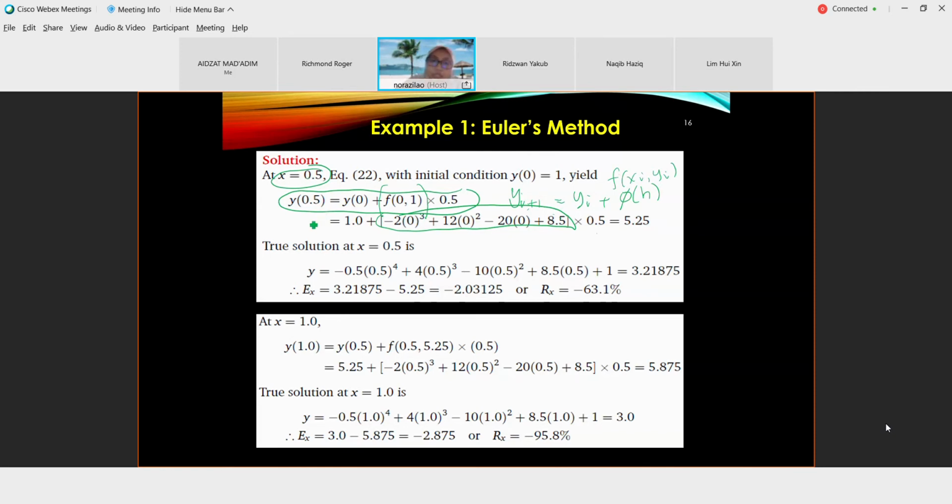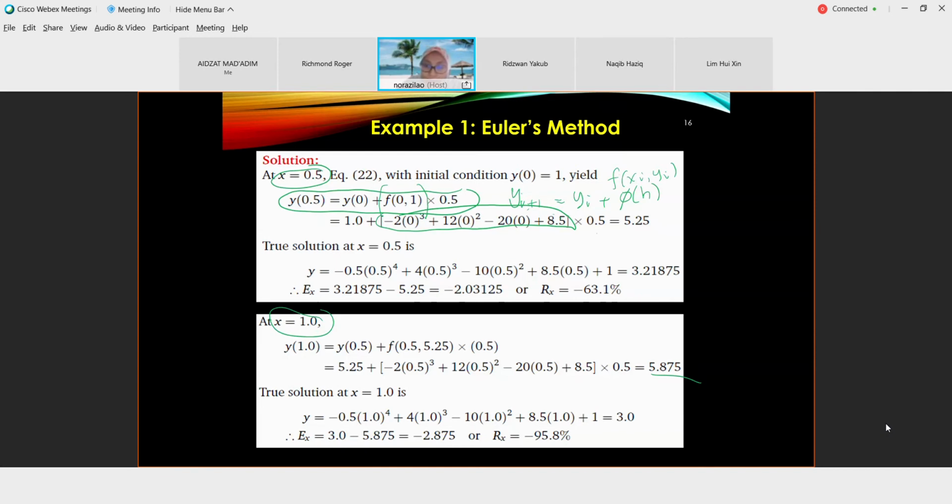So you continue the process for x equal to 1. Okay, x equal to 1 is the new point. The old point is y at 0.5, so y at 0.5 is 5.25. Put in 5.25, and so on. You repeat it again, calculate, and then you obtain y at x equal to 1 is 5.875.